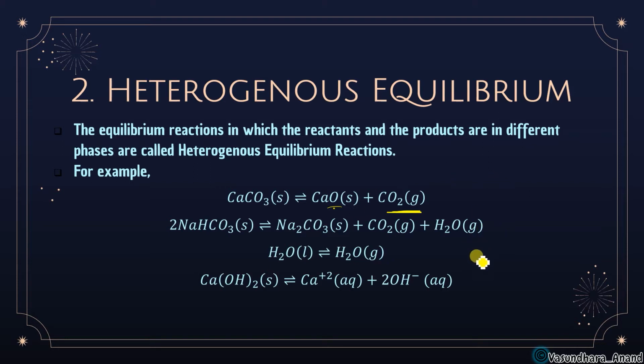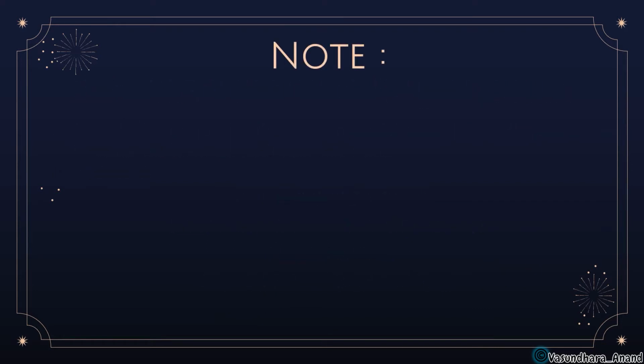Or somewhere it can also be written like this, Ca(OH)2 aqueous. Ca(OH)2 plus water liquid will give you Ca(OH)2 aqueous. So again, all are in different phases, so it is an example of heterogeneous equilibrium. Now, a few important points as a note.